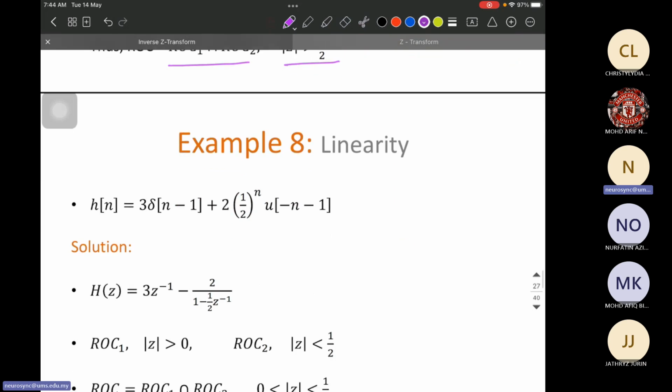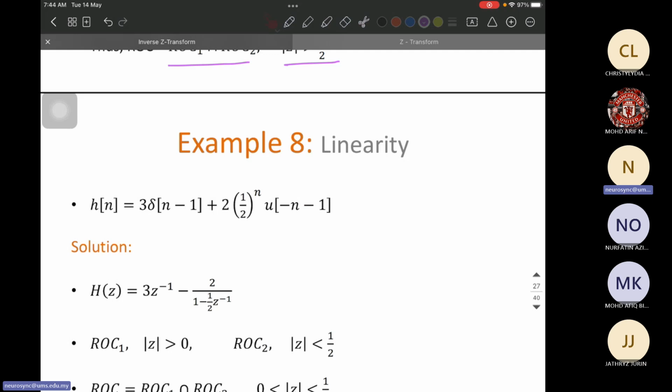Now suppose we have this type of signal h of n. So our h of n is 3 delta of n minus 1 plus 2 times 1 by 2 to the power n u of minus n minus 1. Okay, now you can see this is basically a left-sided signal, so you should know what the ROC will be for this. Now this delta function will exist only at n equal to 1. Therefore, the z transform of this, we know, is z to the power minus 1. Okay.